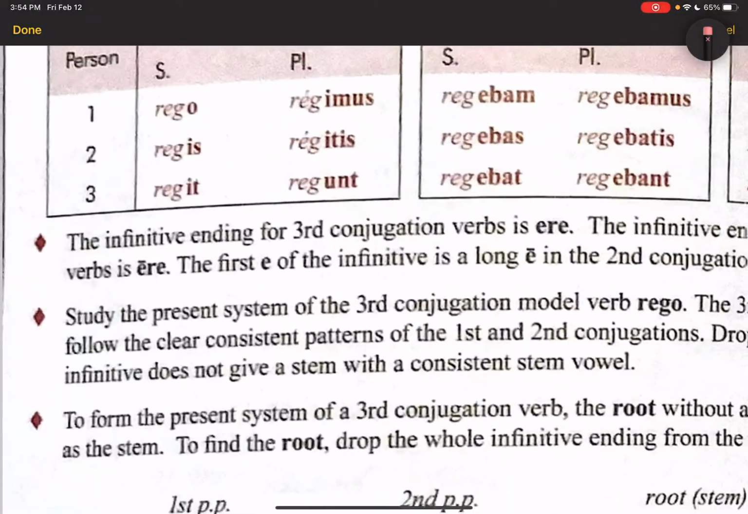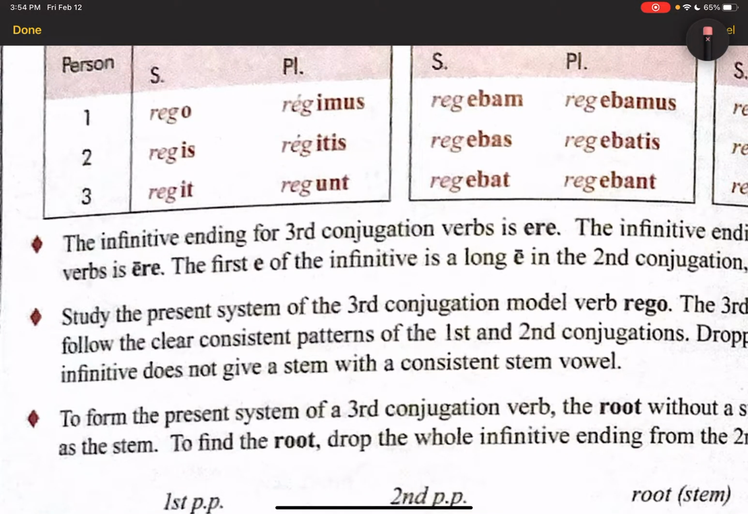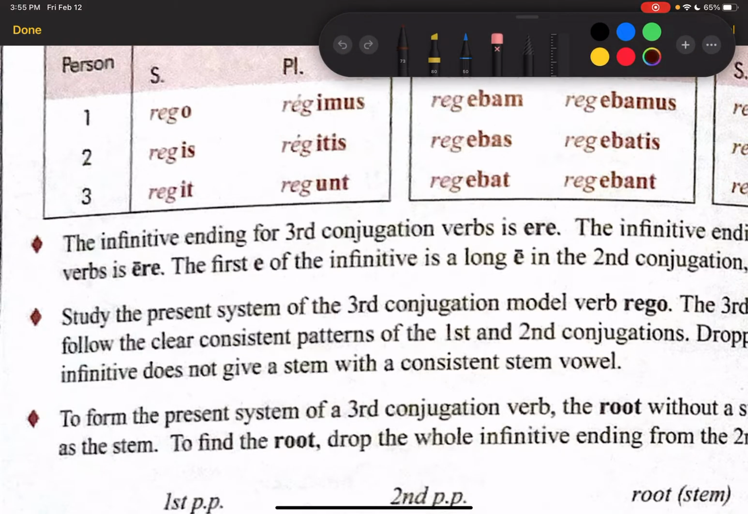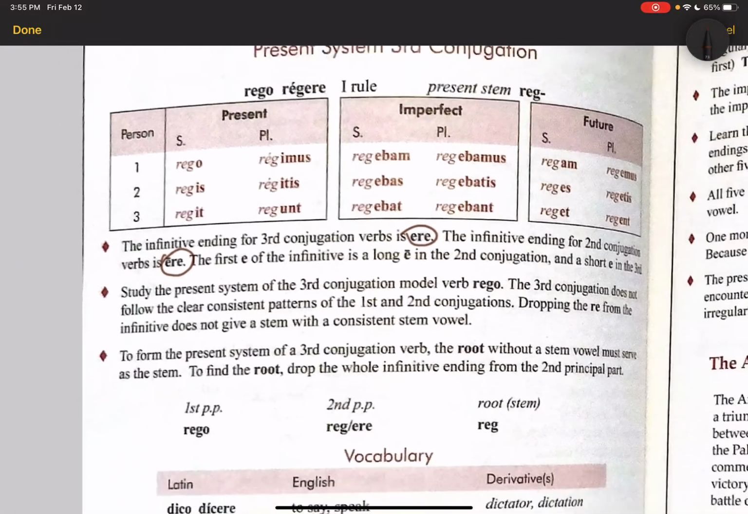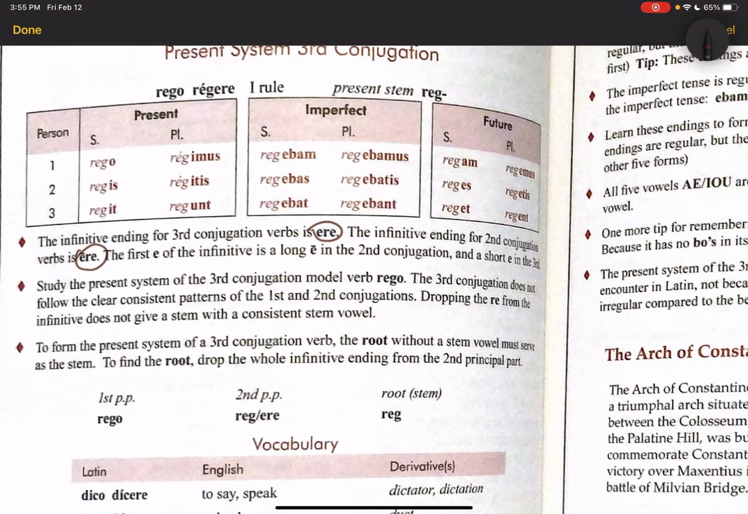So the difference here is between a long E, -ēre, and a short E, -ere. Remember that the long E is only different in that it's held literally for a longer amount of time. So monēre rather than regere. The E's sound different. The first E of the infinitive is a long E in the second conjugation and a short E in the third.